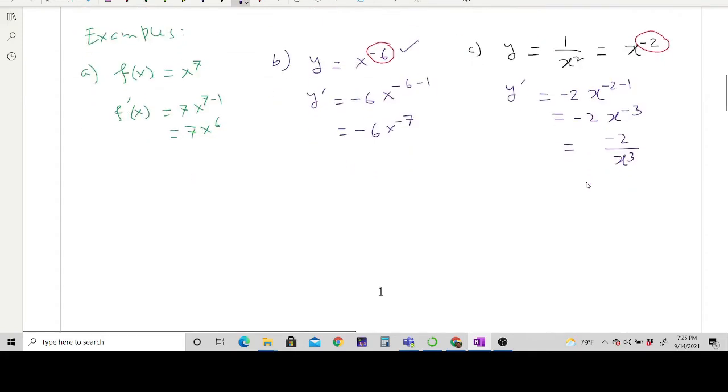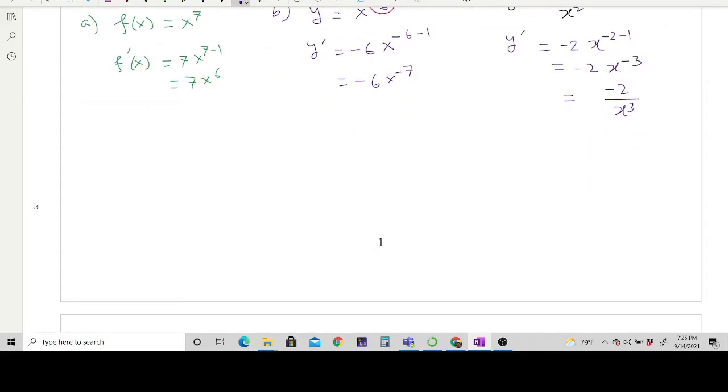Okay, one more example. If y equals the cubic root of x squared, this means, you know, the nth root of x equals x to the 1 over n. Okay, so for this case n is 3, so you can write x to the 2 over 3.